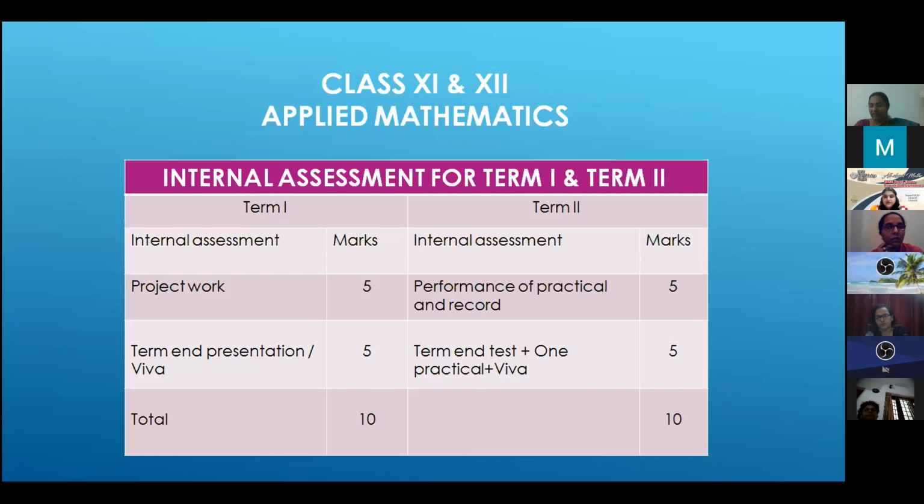Project work they have given, they have listed the projects and how to move about the project, it is given clearly. And term test and presentation and viva, that is term test plus one practical plus viva. For the presentation also, they have given topics. It is not much related, it is related to statistics and so on, but that is also given by them. Total 10 marks for each term, 10 plus 10, it will be 20.